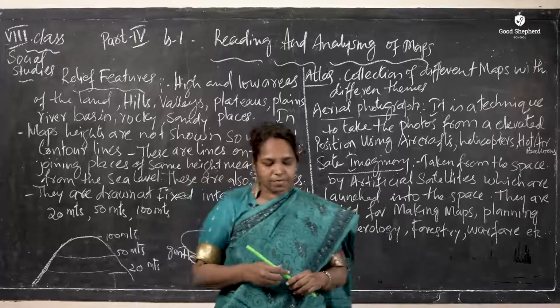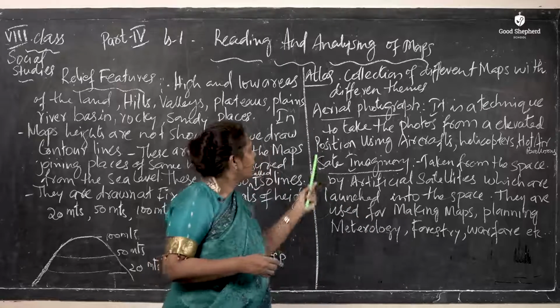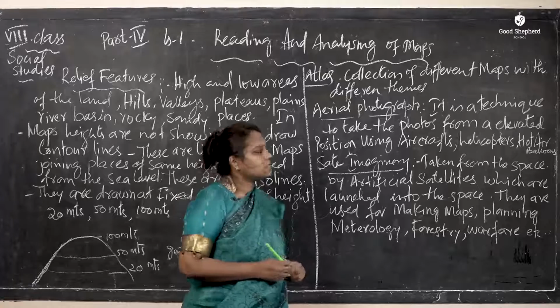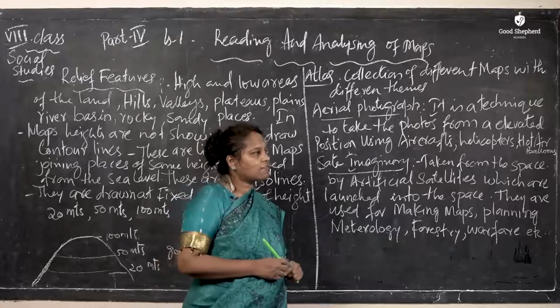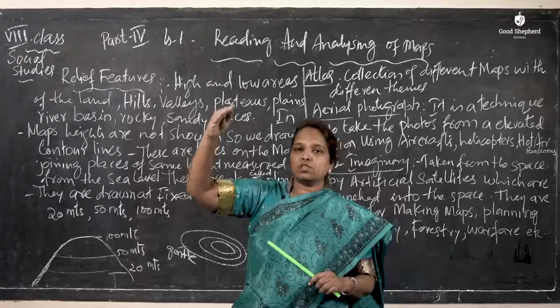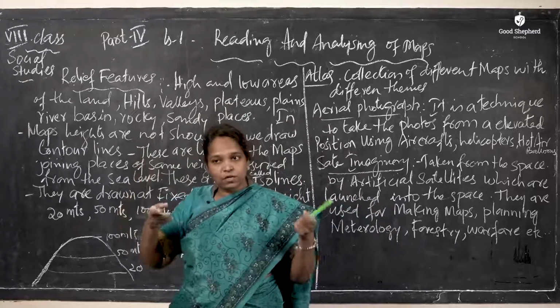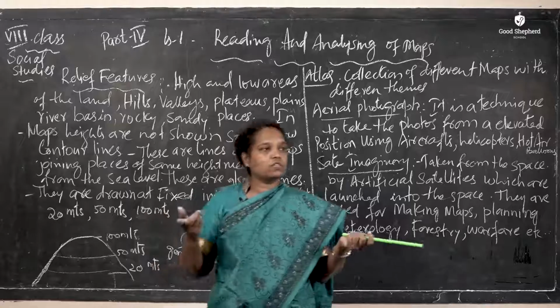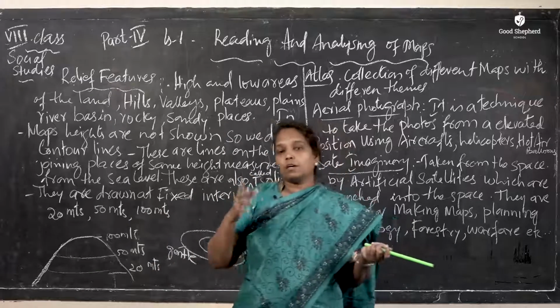In the atlas we can find different maps. Okay, now comes the aerial photograph. What is an aerial photograph? Aerial photography is a technique where photographs are taken from a high, elevated position. It can be taken from an aeroplane, or from a helicopter, or sometimes you take the photograph from a hot air balloon.